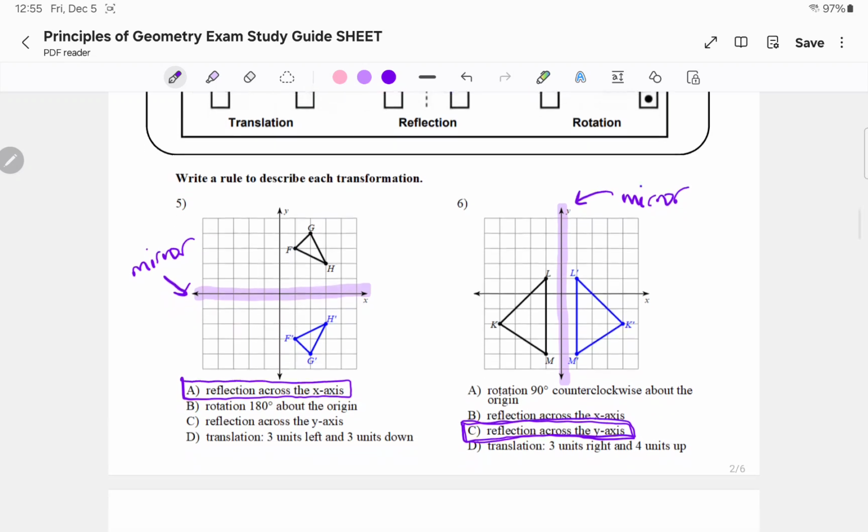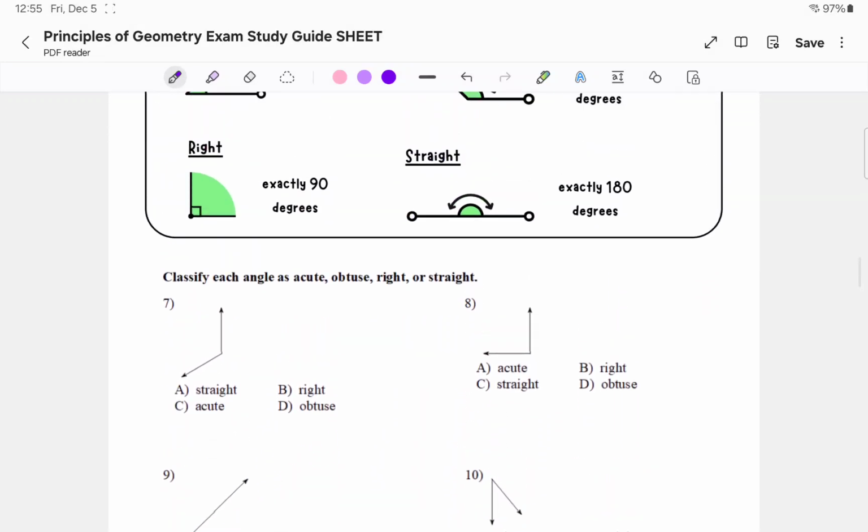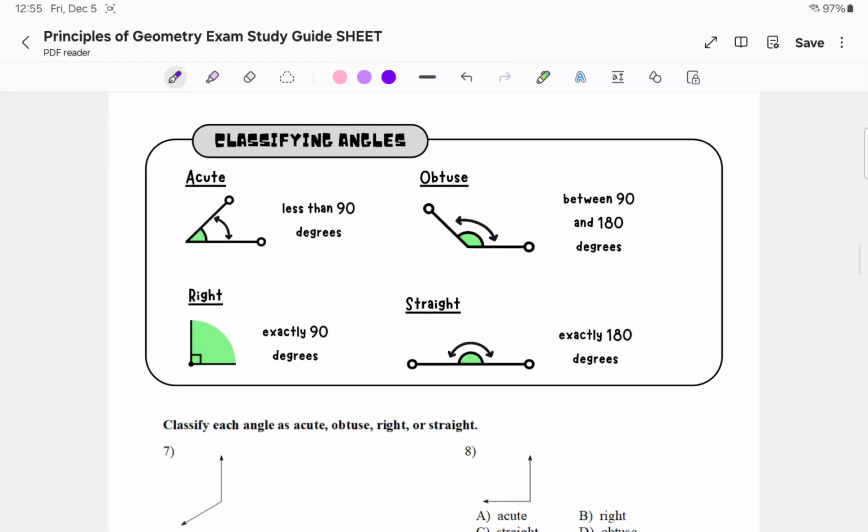All right, we're going to move on to number 7. So 7 through 12 here are all about classifying angles, and we're using this box right here to help us. If it's less than an L, then it would be less than 90 degrees, which is an acute angle. If it's bigger than an L, that's between 90 and 180 degrees. That's obtuse. If it's exactly an L, it's a right angle, it's 90 degrees. And if it's a straight line or a straight angle, it's exactly 180. And all we're doing is looking at the pictures and also using the numbers here to help us.